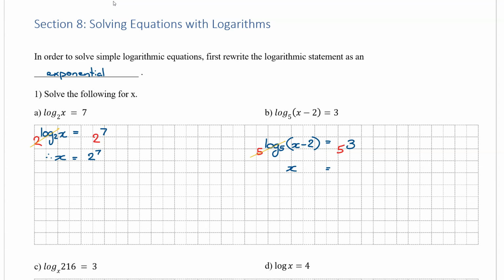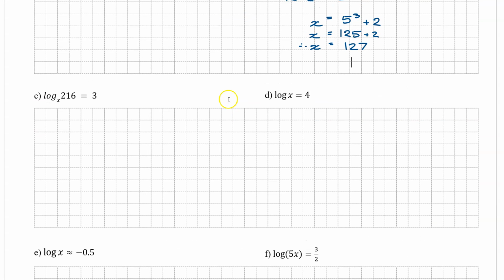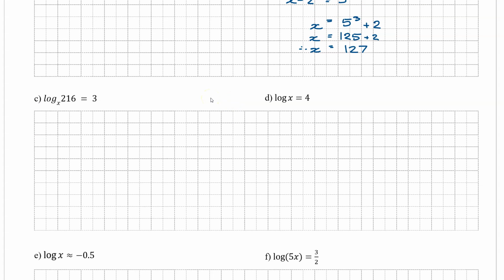And thus we're left with an equation. x minus 2 equals 5 to the power of 3. Solving for x, we find that x is therefore equal to 127. Going down, in part C, we've got log base x of 216 equals 3.